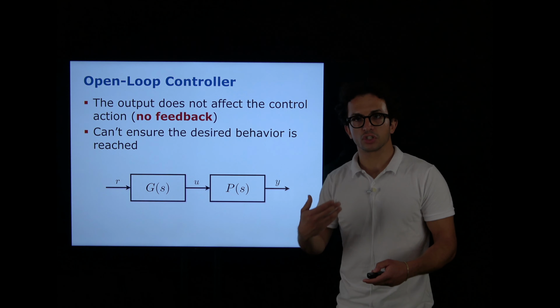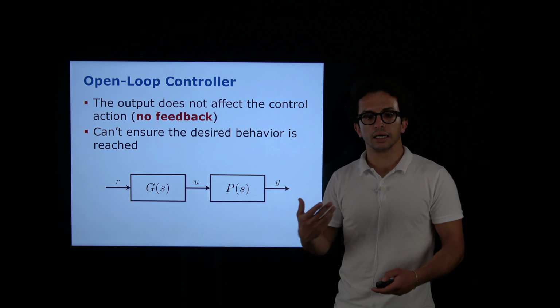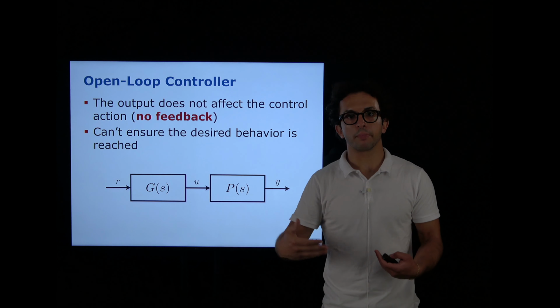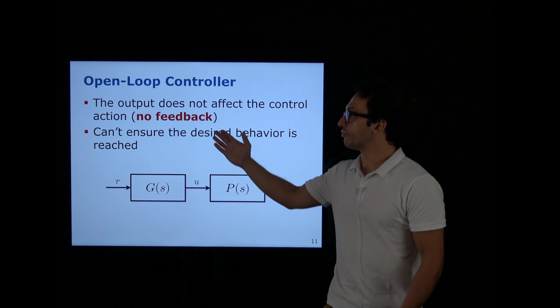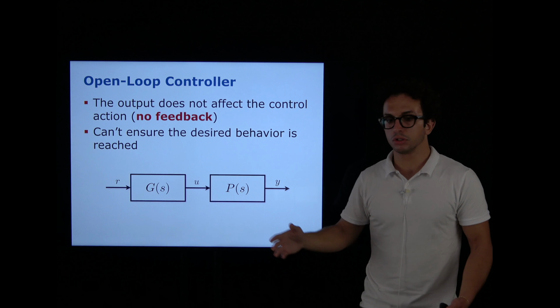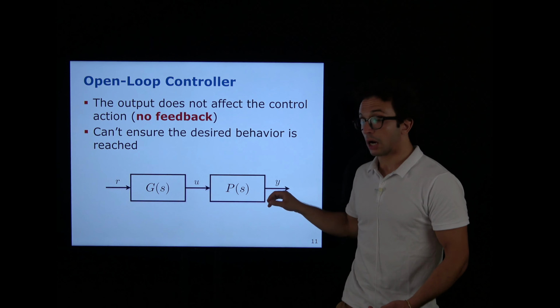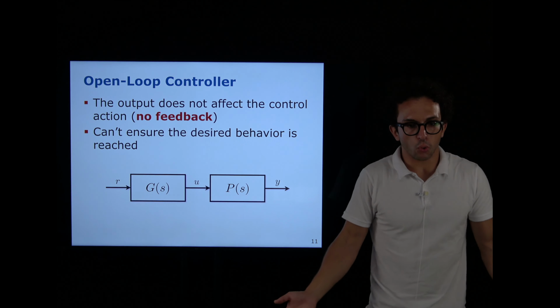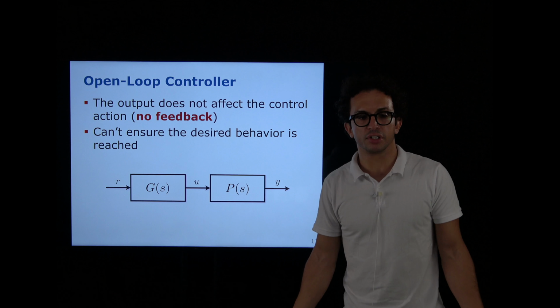It's like it tries to control the process in a blind way, because it does not know what happens after the process. So there's no feedback. There's no feedback from the output to the controller itself. So there's no way to ensure that the desired behavior is reached.